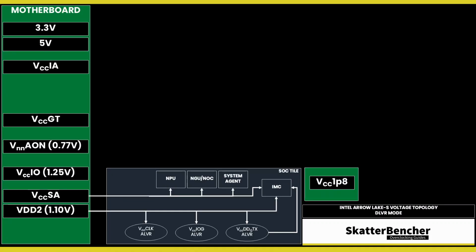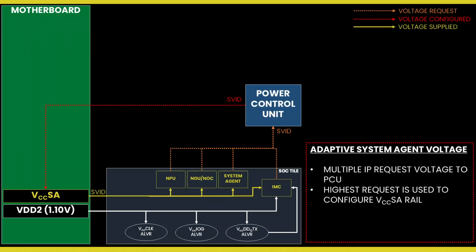The external VCC-SA motherboard VR or MBVR powers several parts of the SoC dielet, including the NGU. Unlike the compute IP, the parts of the SoC dielet are not powered using DLVR, so power delivery is identical to previous architectures. The voltage configuration for the VCC-SA voltage rail is rather complicated, because since multiple IP blocks share the voltage rail, the VCC-SA voltage is set based on the highest requested voltage from the various connected IP blocks.